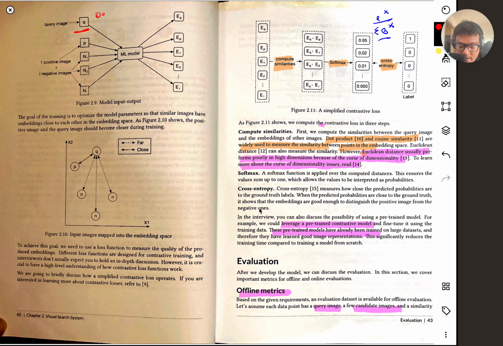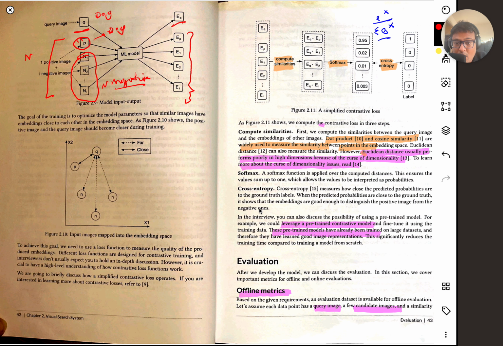So let's say this is one dog, and you sample n images, out of which there is one other dog, which is a positive sample, and there are n negative samples. So what you can imagine is that the neural network is making a forward pass, and it's predicting the embeddings for each of these images.